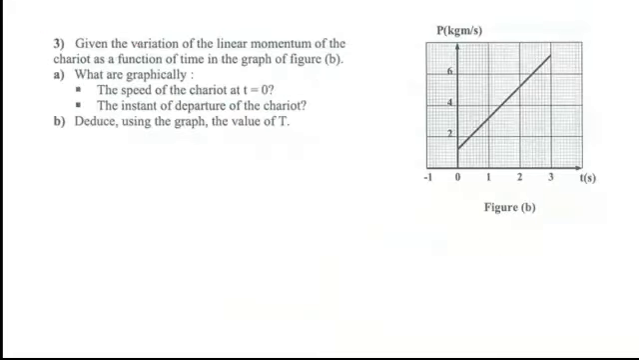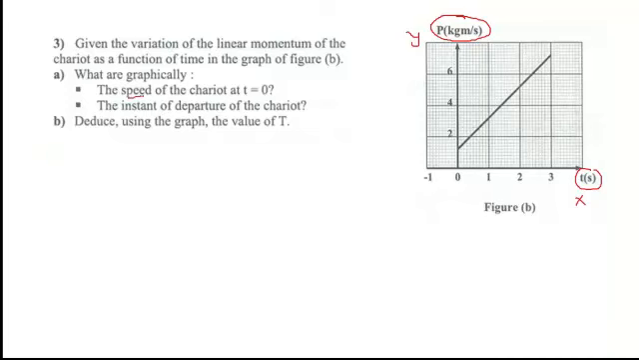3. Given the variation of the linear momentum of the chariot as a function of time in the graph, what is graphically the speed of the chariot at t equal to 0? It's very, very important when I have a graph to pay attention to the variables. So here it's p in terms of t. This is the y, and this is the x. This is very important to notice.